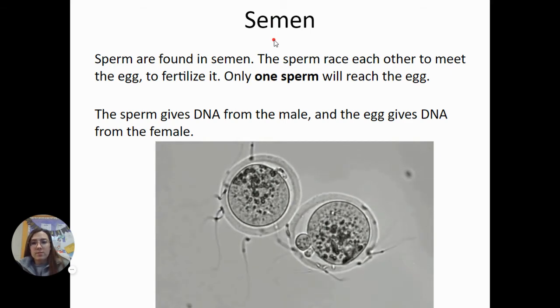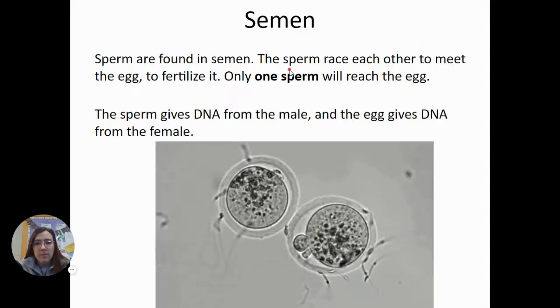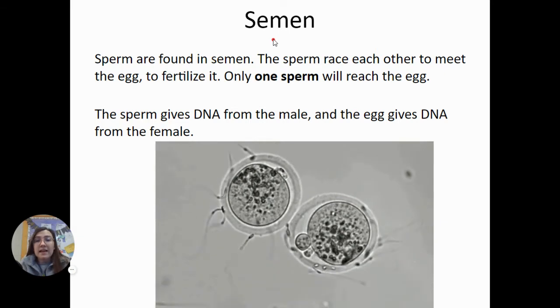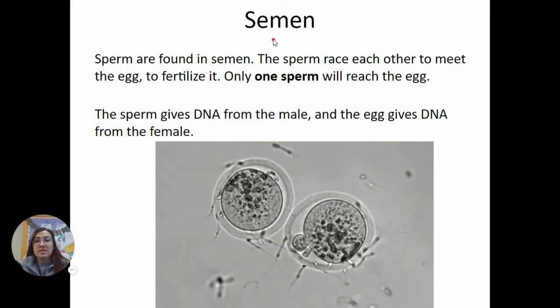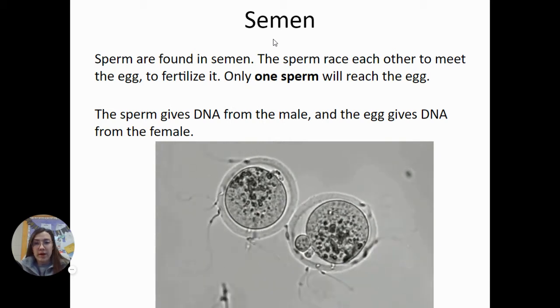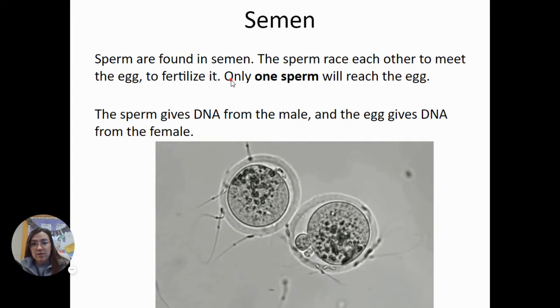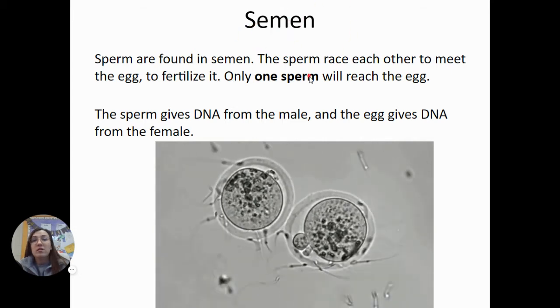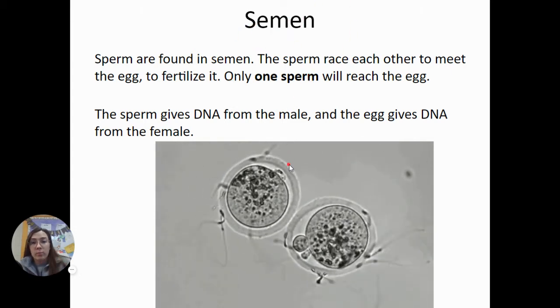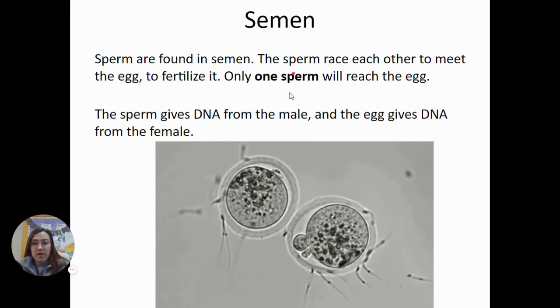So let's look at semen. I want to show you something first. Notice we've been talking about sperm this whole time. Sperm is the actual male sex cell. Semen is the fluid that mixes with the sperm to leave the penis, okay? So the sperm are found in semen. The semen is made up of a fluid that helps the sperm leave. The sperm then race each other to meet the egg, like you can see below.